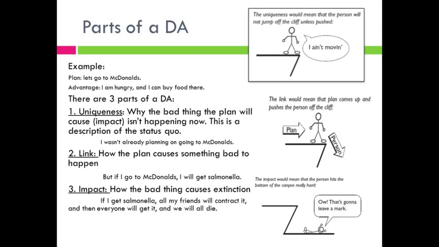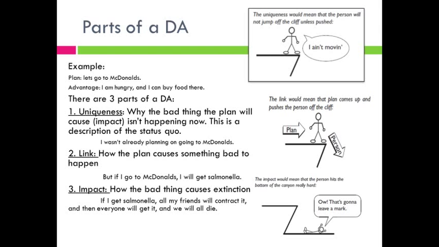So there are three parts. The first is uniqueness. Why the bad thing the plan will cause, the impact, isn't happening now. This is a description of the status quo. So in this case, it would be I already wasn't planning on going to McDonald's, right? So showing this metaphor, the uniqueness would mean the person will not jump off the cliff unless pushed. So right now the person is standing on the edge of the cliff, but they're not moving, right?